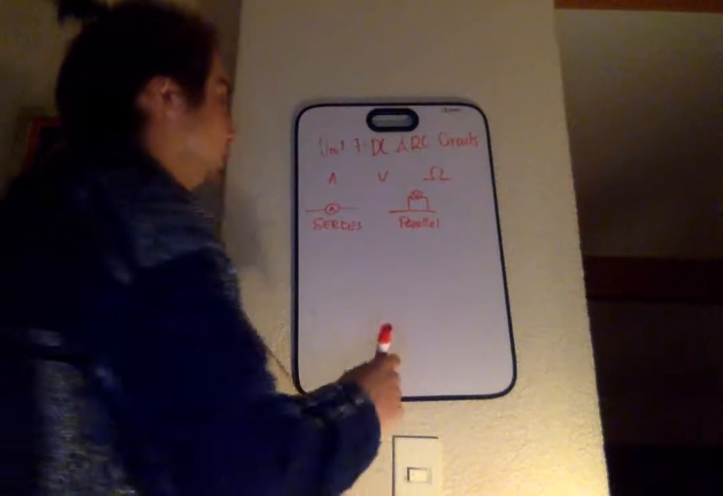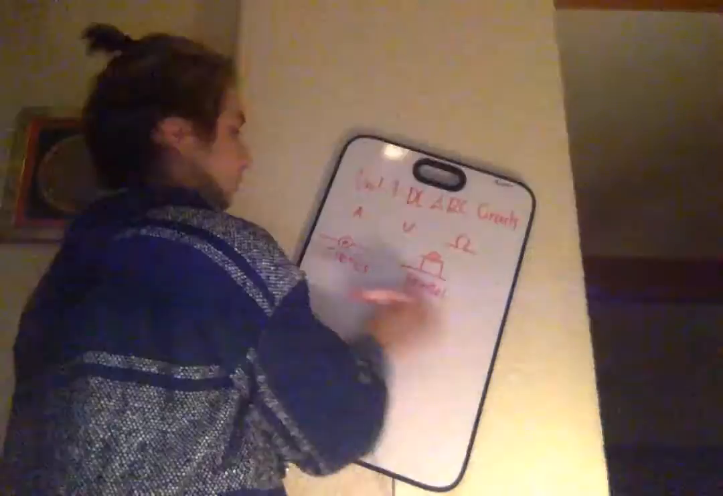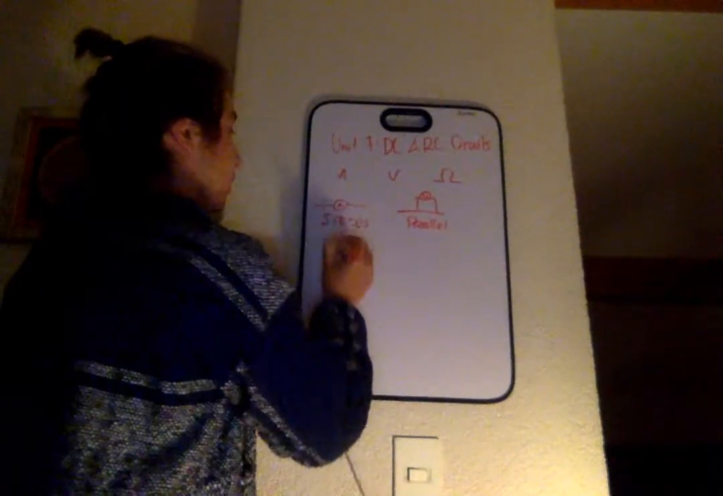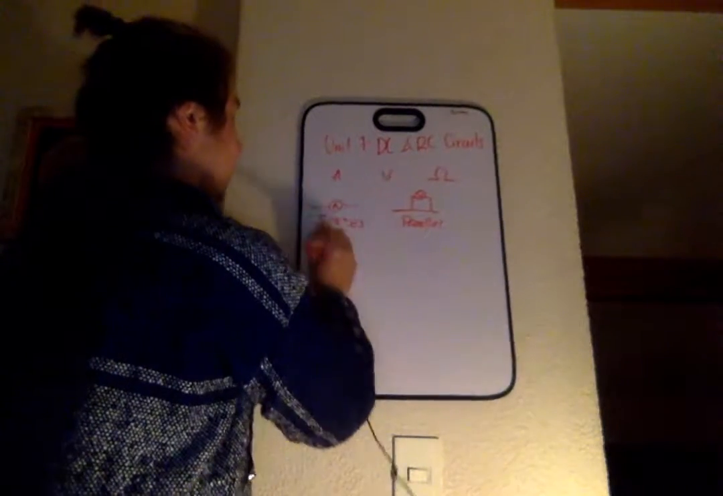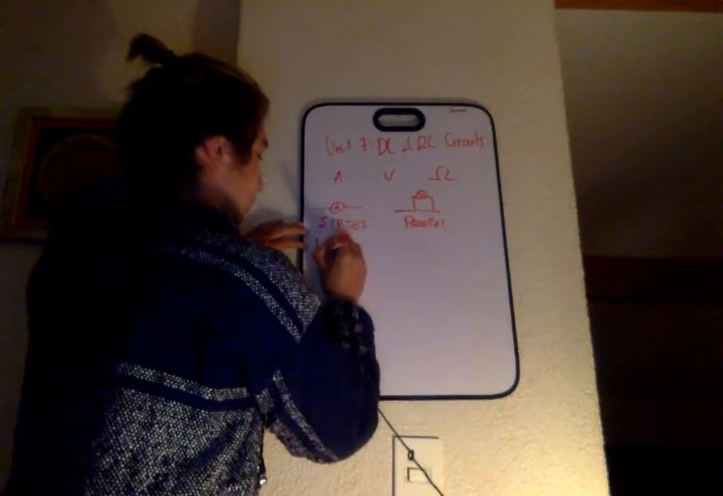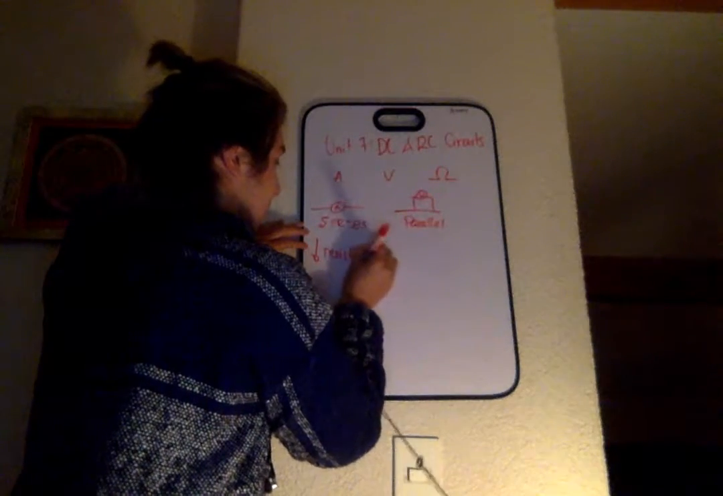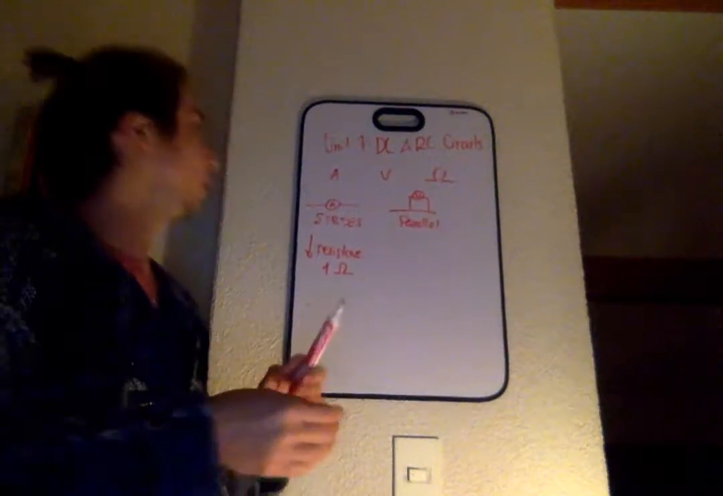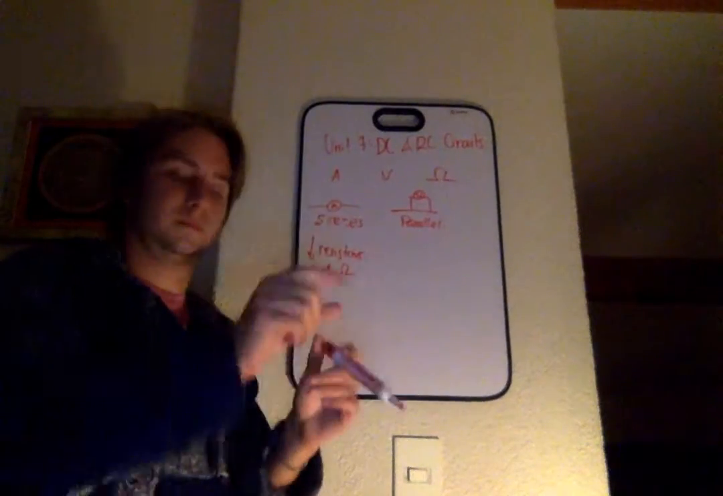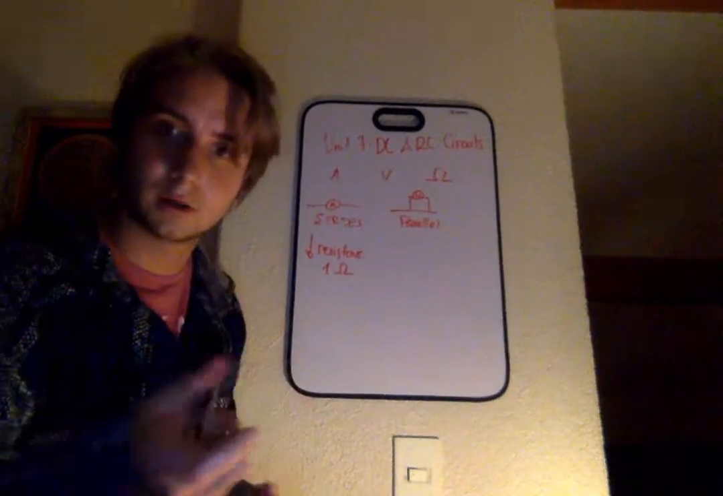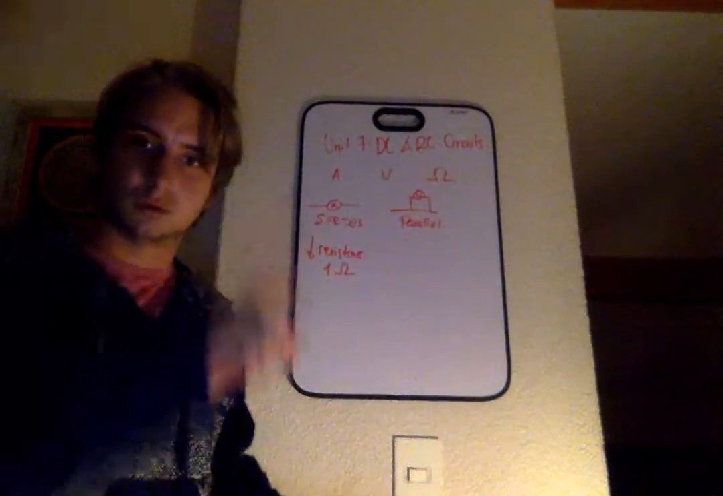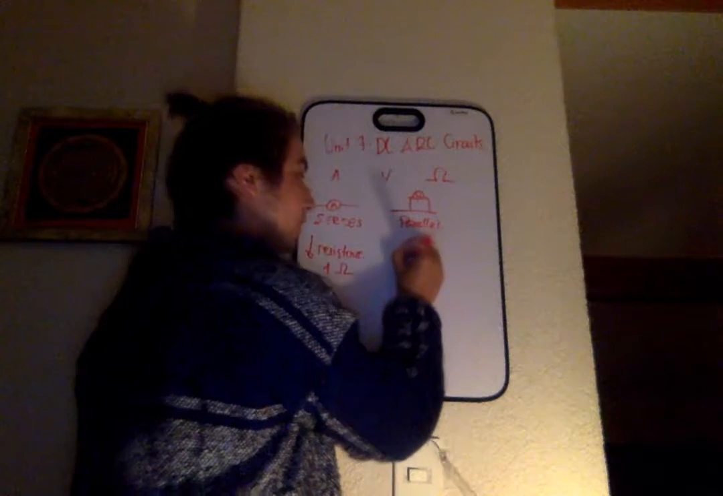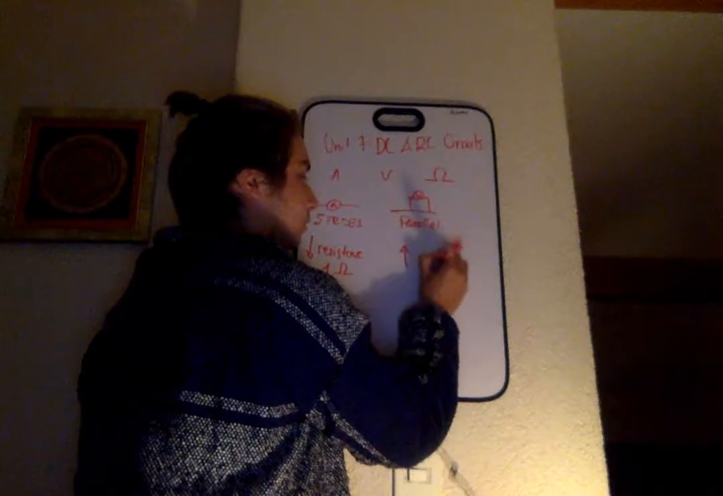The thing with the ammeter in series is that you will need to have a very, very, very small resistance. It's normally around 1 ohm. So the resistance of the wire does not affect the whole system. And the thing with the voltmeter and ohmmeter is you need to have a very high resistance.